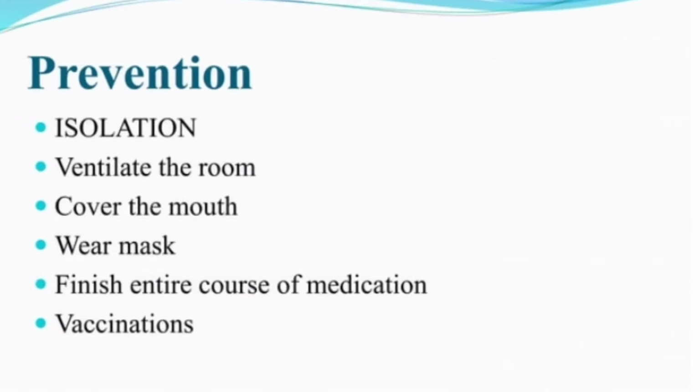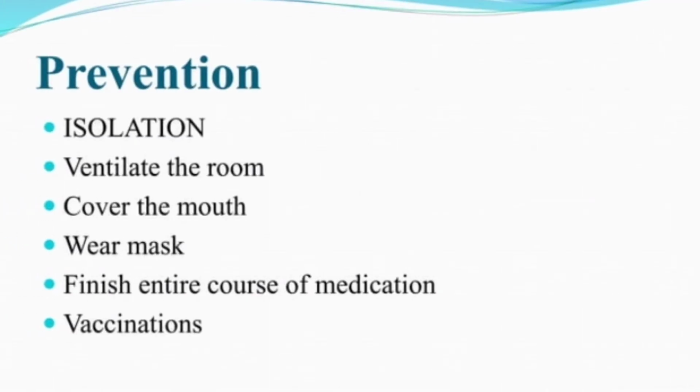Next comes the prevention of TB. First is isolation. Isolation means apart from all human beings. So those who are suffering from active TB will stay in an isolation room. Next, ventilate the room. The room should be ventilated. Cover the mouth. Always wear a mask. Finish the entire course of the medicine and vaccines.